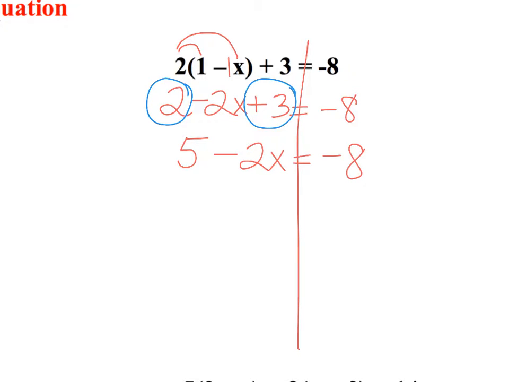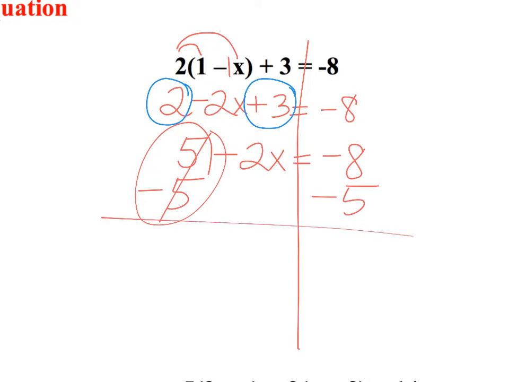Kayla, what should I do next? Okay. Zeroes out. And I bring down the negative 2x, and I'm at negative 8, and I go down 5 more. There's no shame in using your number line. Where are we at? Negative 13.